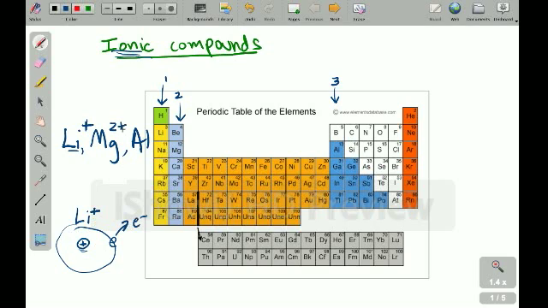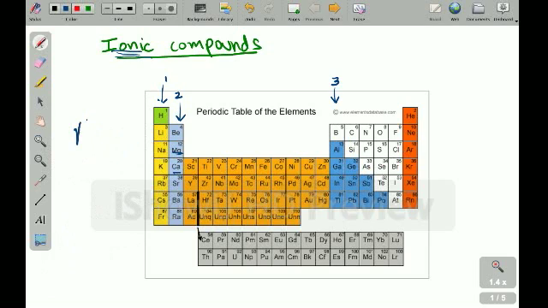Magnesium gets a 2+. It has a charge of 2 because it's in the second group, and these guys want to lose 2 electrons so they can be more like the noble gases. Magnesium's a 2+ because it's trying to lose the 2 electrons. And aluminum is the only one you need to know for your quiz that's a 3+. It's 3 electrons from being like neon.